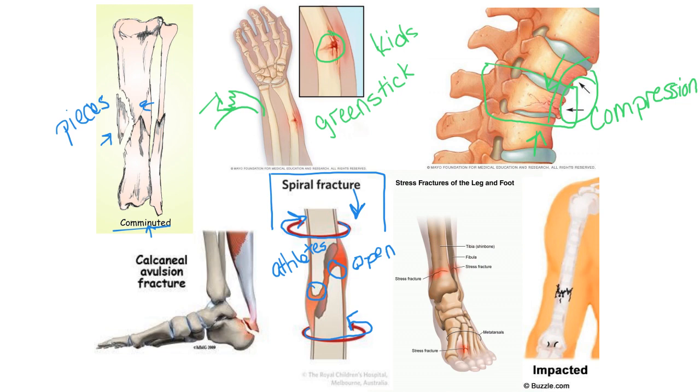Okay, the one down here at the bottom left is an avulsion fracture. Okay, it's not a calcaneal. This one in particular is a calcaneal avulsion fracture, but the type of fracture in general is just an avulsion fracture. Basically what happens with an avulsion fracture is you pull a piece of the bone off. The muscle, in particular here the calf, has gotten too strong and it will pull that piece of bone off.